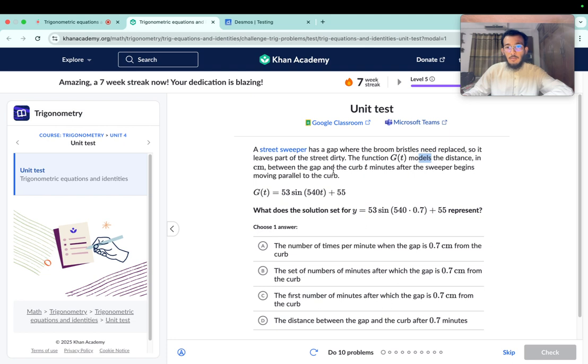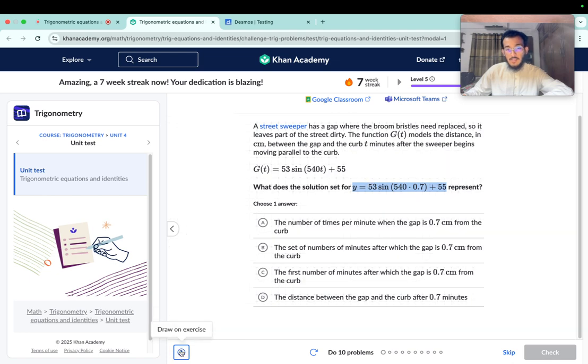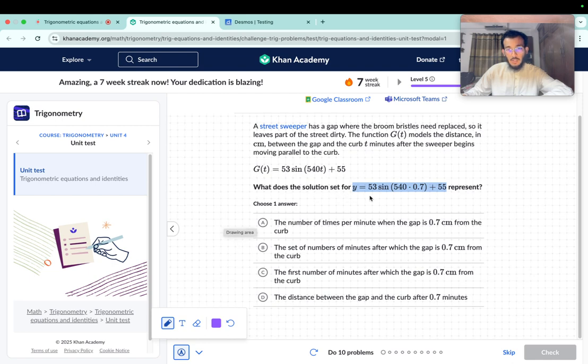The function g(t) models the distance in centimeters between the gap and the curb t seconds after the sweeper begins moving parallel to the curb. This is the function. What does the solution set for this represent? Here we don't see any t, so this is only one value. So the option that says it is the set of numbers, like if it indicated a value of more than one, then this is not true.